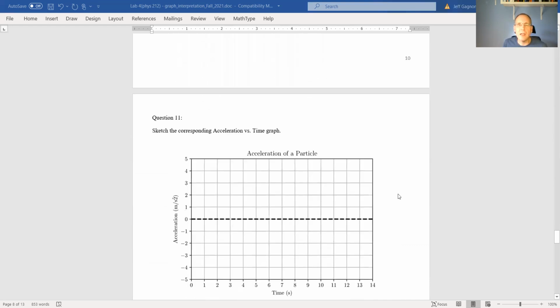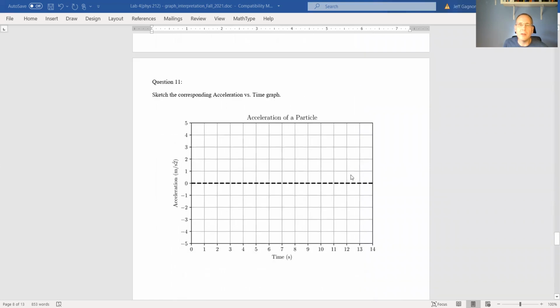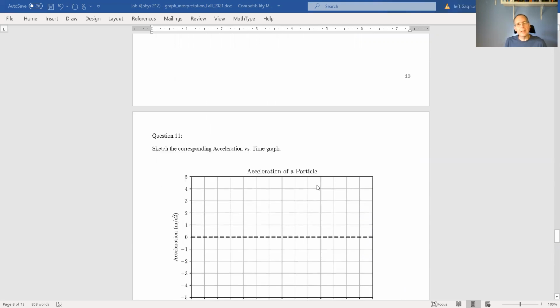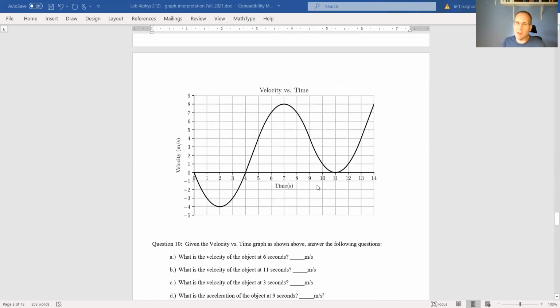Okay, next, given that same graph, given this velocity versus time graph, I want you to draw the corresponding acceleration versus time graph. Again, it's a little tricky. So how do we find acceleration? We have to find the slopes, right? But this is curved in most places. So you need to estimate it. So here, I'll get you started.